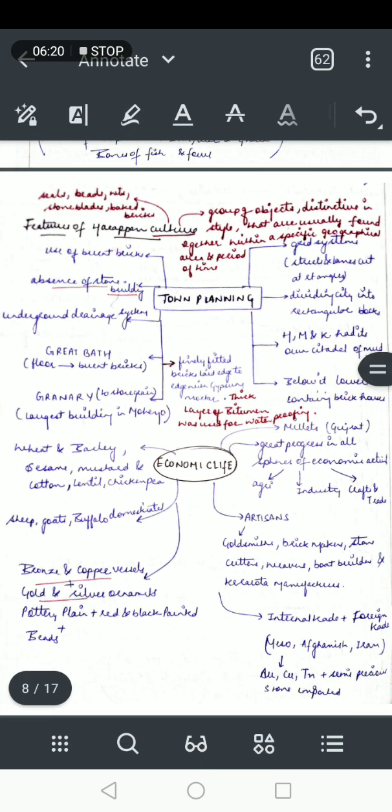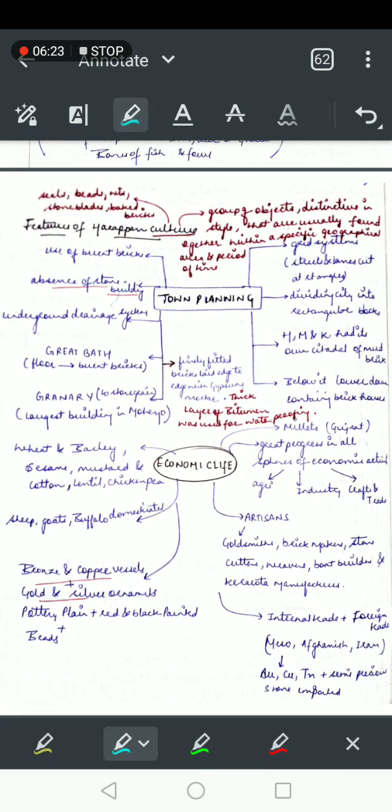Now, next, the features of the Harappan civilization. First of all, what do you mean by culture or civilization? Culture is basically the group of objects which are clubbed together at a single place and at a period of time. So you can call it a proper culture.